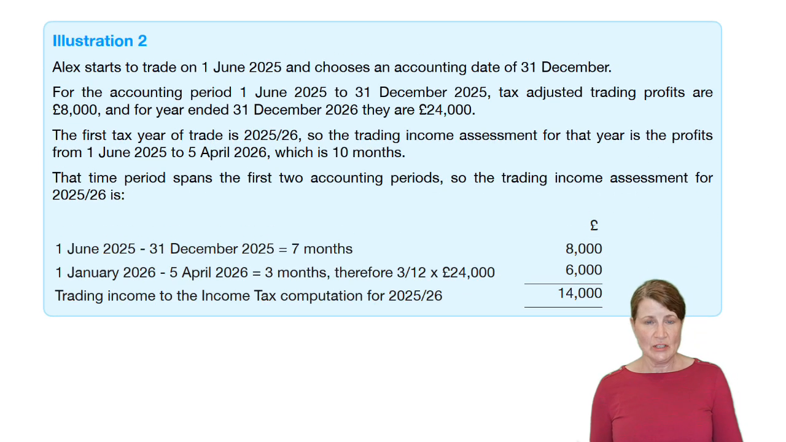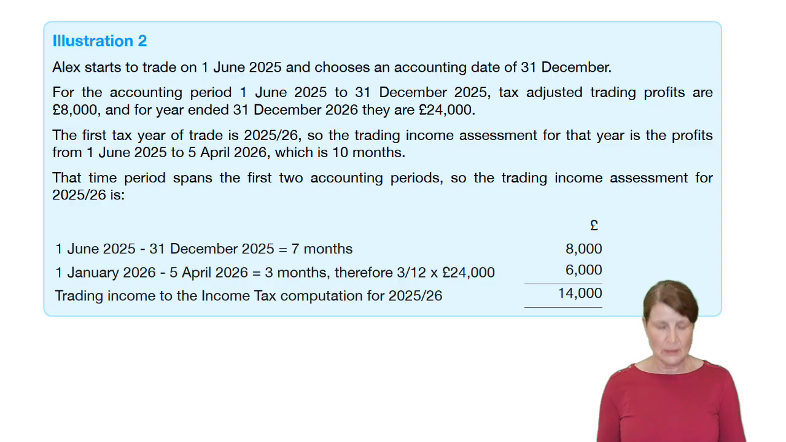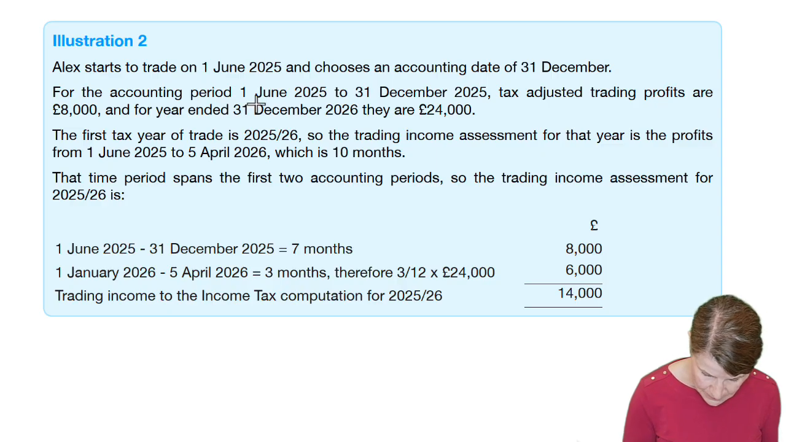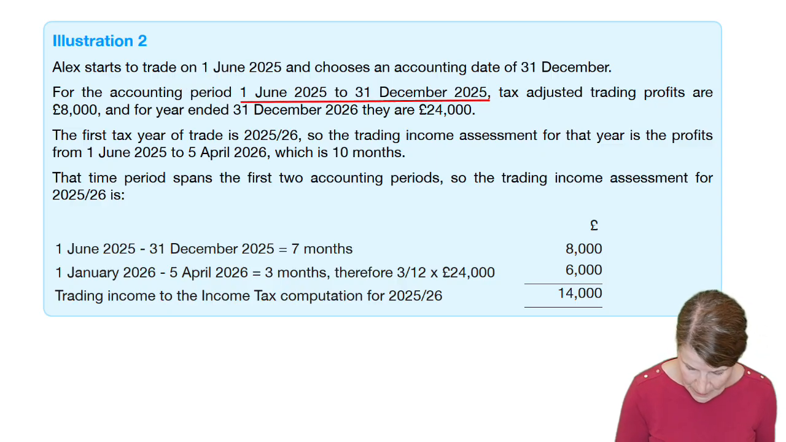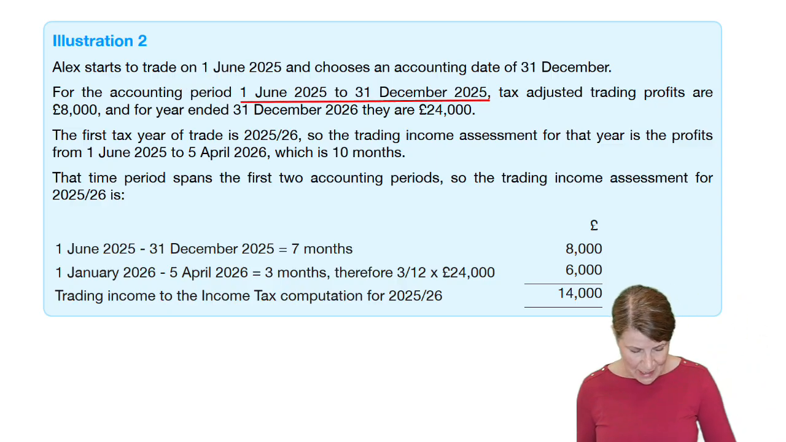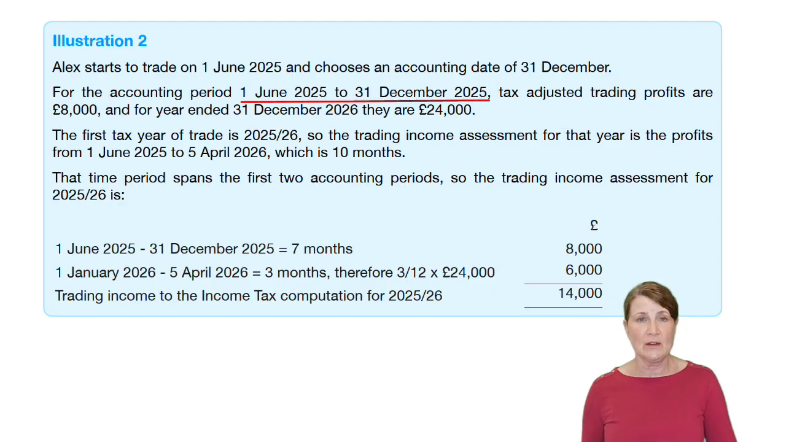So another illustration that we've got there is we've got Alex starts to trade on the 1st of June 2025, and we choose an accounting date of the 31st of December. So for the accounting period, the 1st of June 25 to the 31st of December, tax adjusted trading profits at £8,000, and then for the year ended the 31st of December 26, the £24,000. So once again, we start to trade in 2025-26.